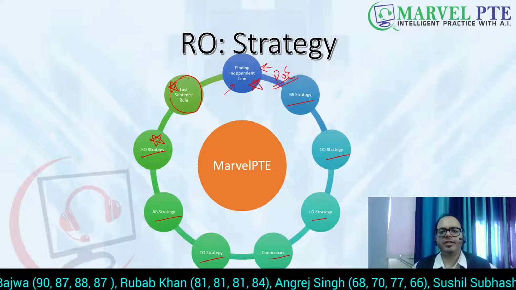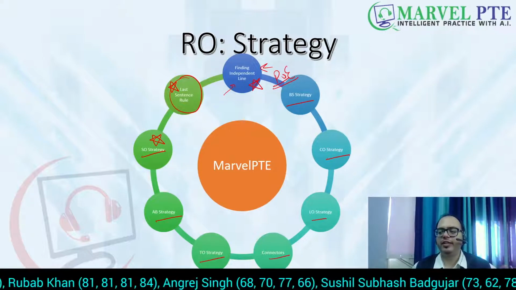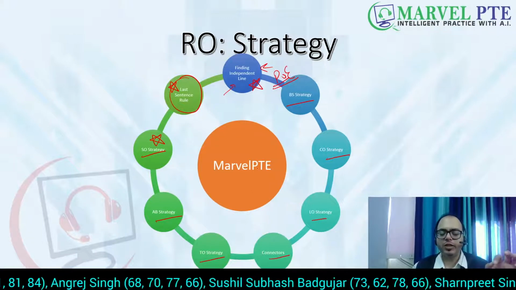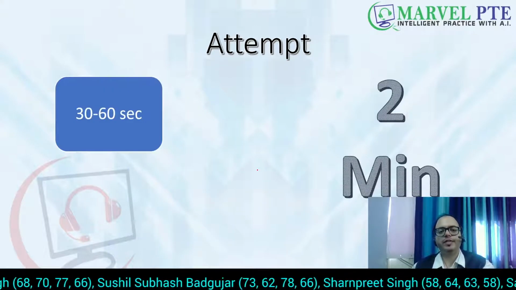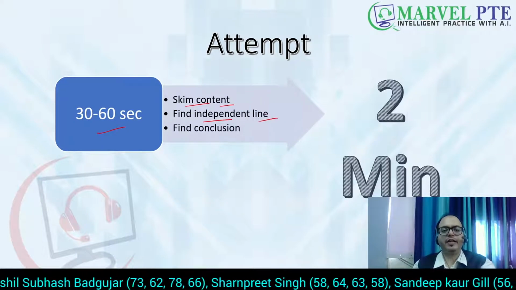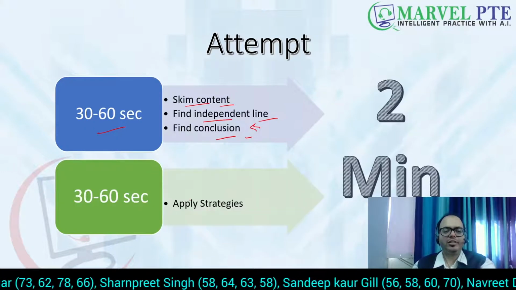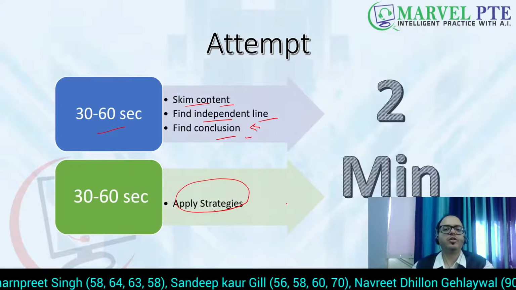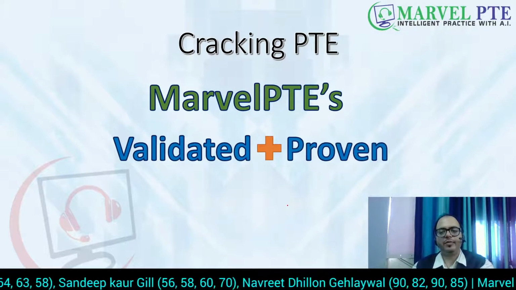So if you know all these strategies and their implementations, it will be very easy for you to simply solve your reorder paragraphs correctly within 2 minutes. Remember, you just have 2 minutes. In the first 30 to 60 seconds, you are going to skim the content. You have to find an independent line. Then you have to find a conclusion line. And in the next 30 to 60 seconds, you have to apply the strategy so that you can solve your reorder paragraphs quickly. And all the strategies which we teach at Marvel PTE are validated and proven strategies.